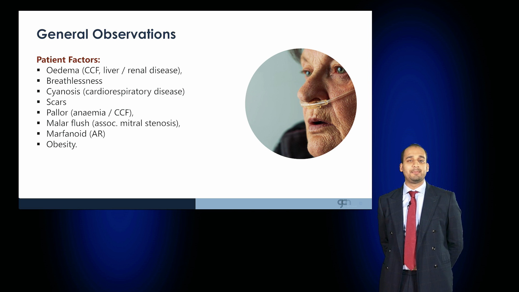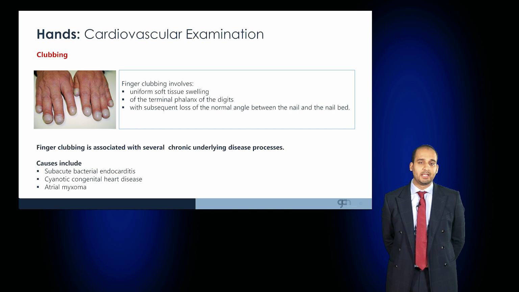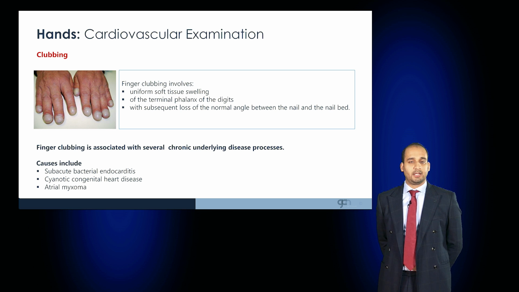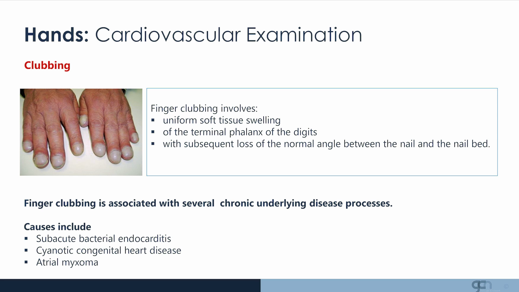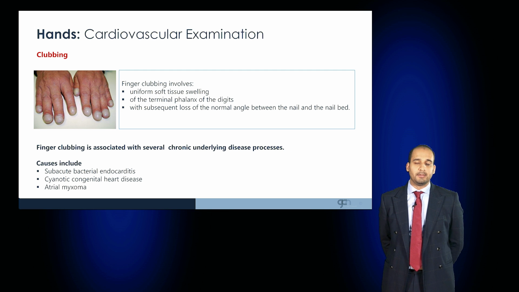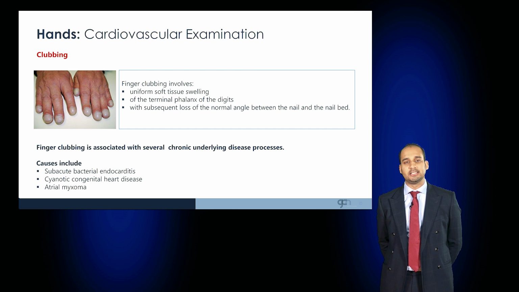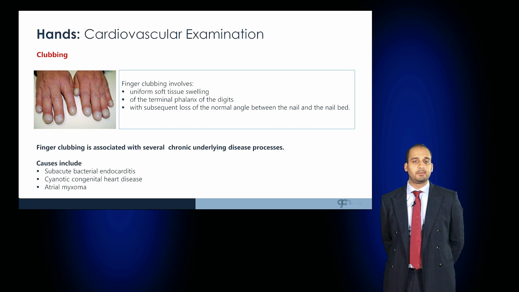And then start by examining the patient's hands. Look for signs of clubbing. Finger clubbing involves uniform soft tissue swelling of the terminal phalanx or phalanges of the digits, with a subsequent loss of the normal angle between the nail and the nail bed. Finger clubbing is associated with chronic diseases. In the context of cardiovascular disease, this would include subacute endocarditis, cyanotic congenital heart disease, or rarely an atrial myxoma.